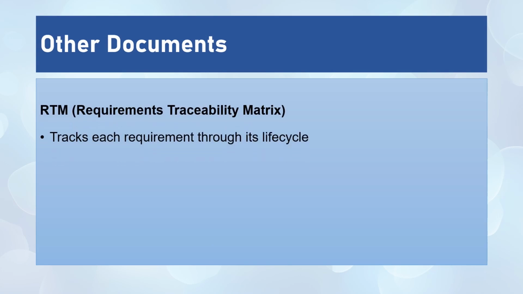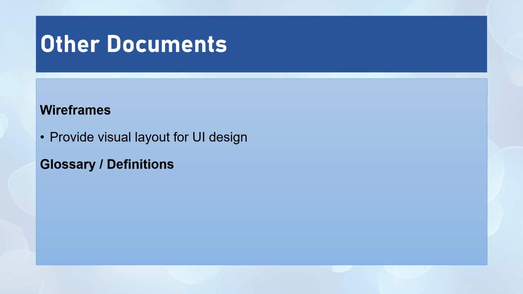There are other requirements related documents like the requirements traceability matrix that you use to track each requirement through its life cycle. There are also process flows to visualize how data moves through the system. You can have wireframes to provide visual layouts for UI design. You can also have a glossary document where you clarify domain terms and things that might be confusing. Of course, you can put that into the business requirements document.